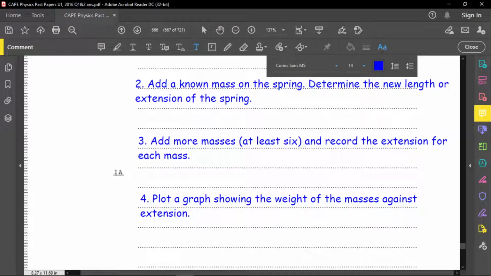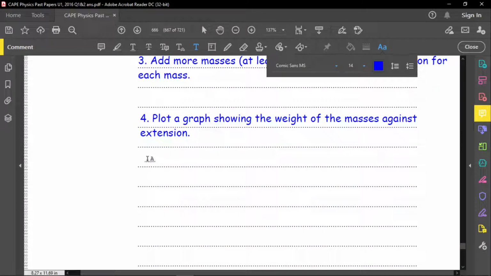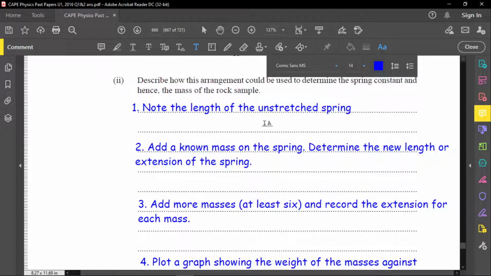Now, after you have done that, in terms of plotting a graph, what you want to remember now is that you can consider the formula that force is equal to constant times the extension. Okay, so you can also note that formula here. But let's go into it a little bit more. You could actually do this in the first part where, say, you had a known mass, so we can actually get the relationship at this point from the known mass.